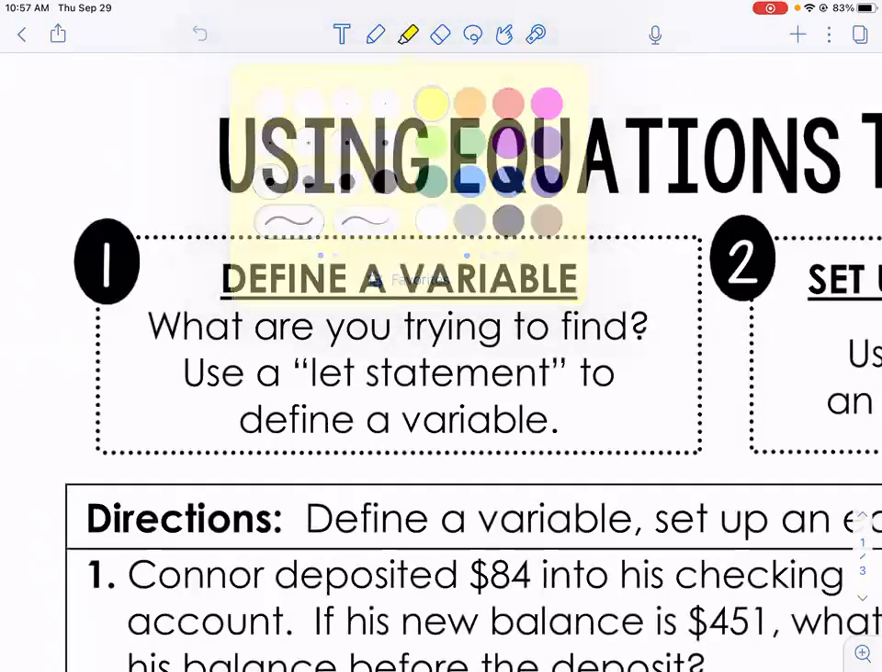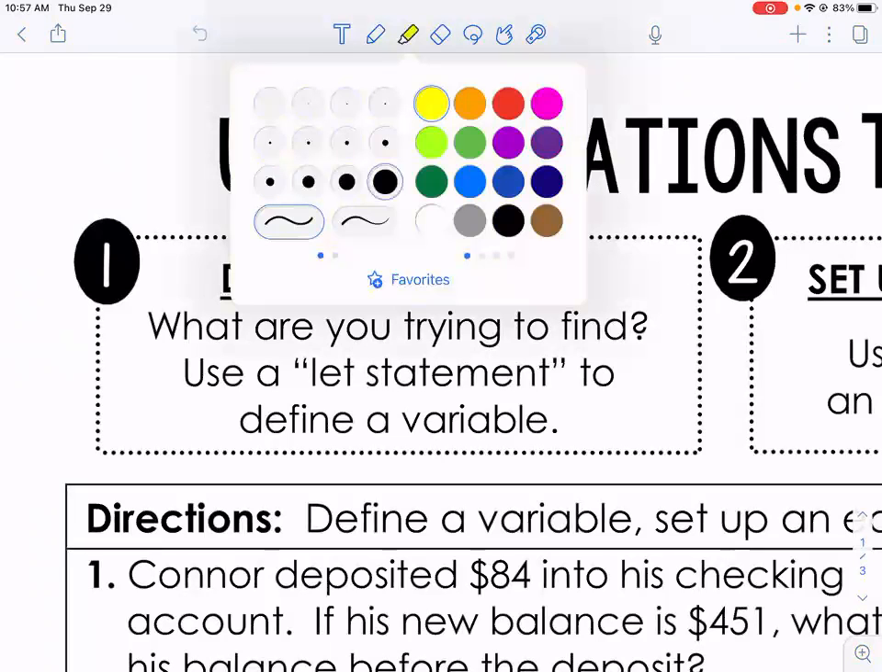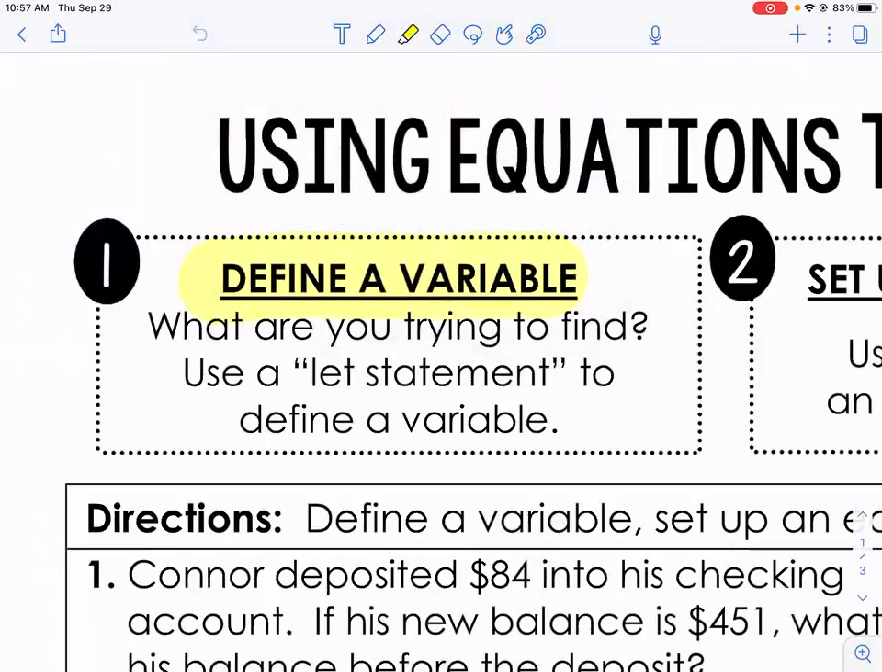So the first thing that you need to do is define a variable. Okay. What are we trying to look for? Are we trying to look for the number of hours that something is happening? Are we trying to look for the number of tickets? Are we trying to look for the cost? So you're going to pick a letter, any letter. Most of the time you like to pick X, but you can pick A, B, F, M, whatever. Okay. Pick your variable and set it equal to whatever you're trying to find.